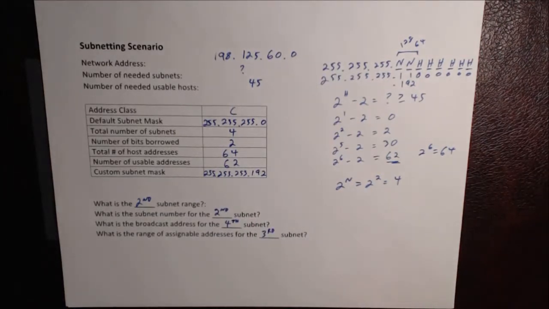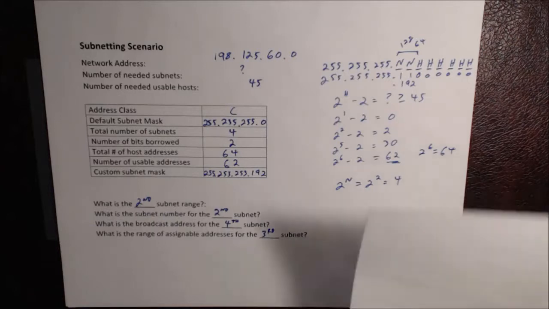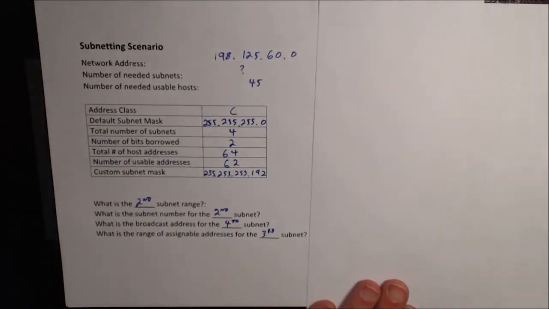Okay, so now for the next part. The next part is calculating out some more complicated information. It's not really that complicated, but it takes a little more time to walk through it. So I'm going to put a fresh piece of paper over here so we can calculate this out. So what's the second subnet range?